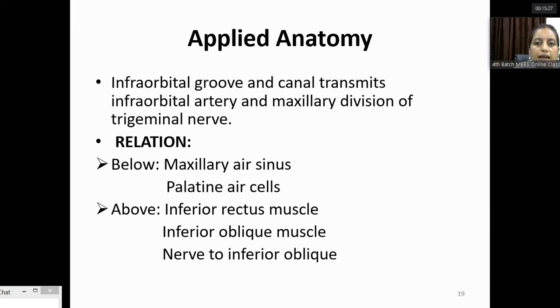The infraorbital groove and canal transmit the infraorbital artery and the maxillary division of the trigeminal nerve. Its relations are the maxillary sinus and palatine sinuses below, and above it are the inferior rectus muscle, the inferior oblique muscle, and the nerve to the inferior oblique.